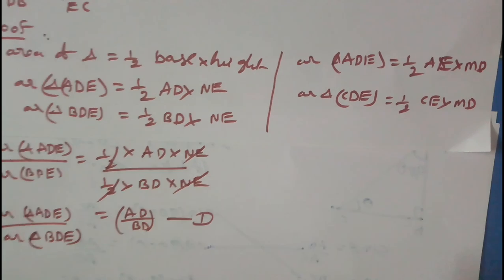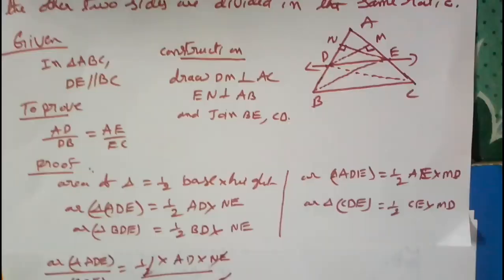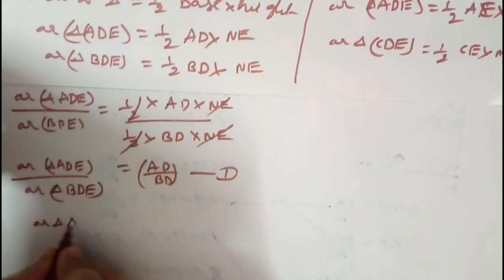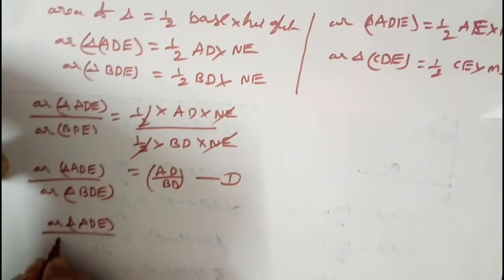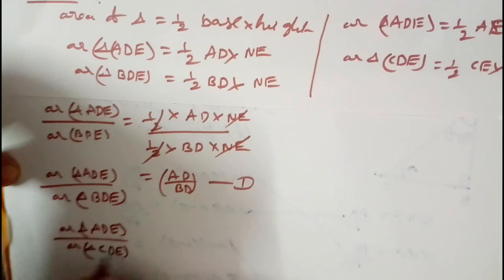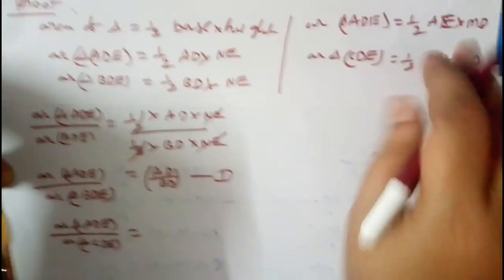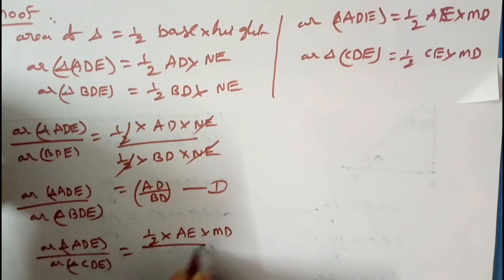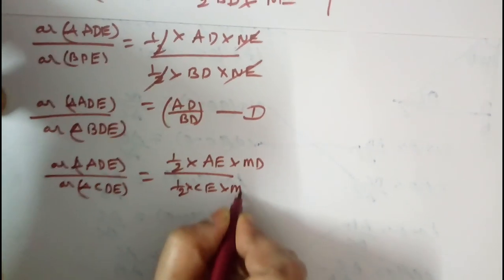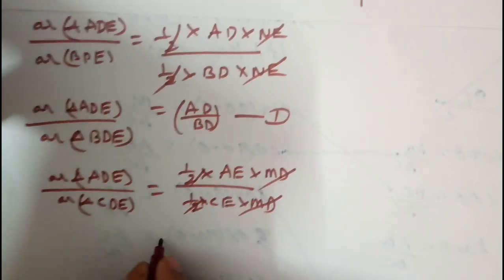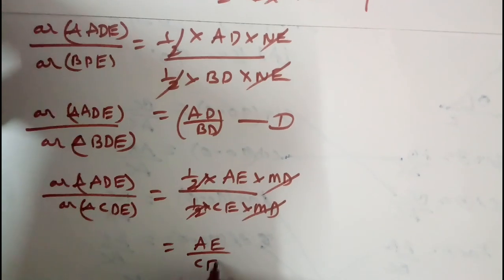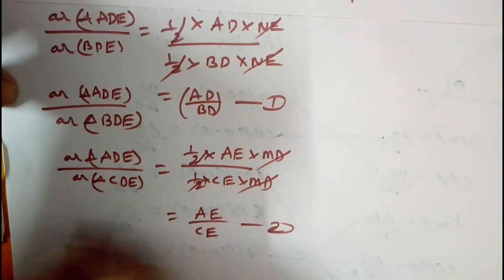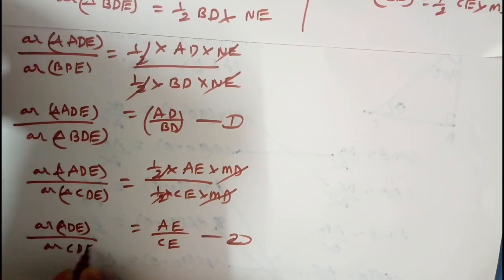Next, consider again area of triangle ADE by area of triangle CDE. So what is the area of triangle ADE? If you take AE as the base, half AE into MD by area of CDE, half CE into MD, MD cancel, half cancel. So that is AE by CE. This is equation 2, the area of ADE by area of CDE.